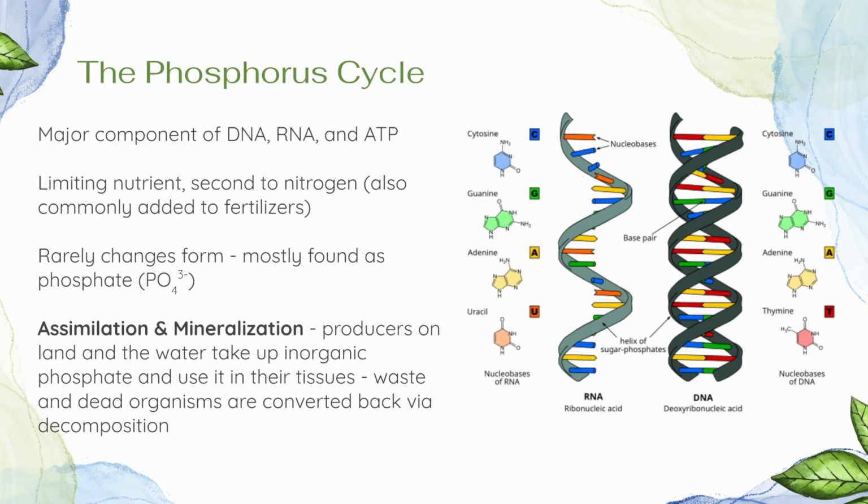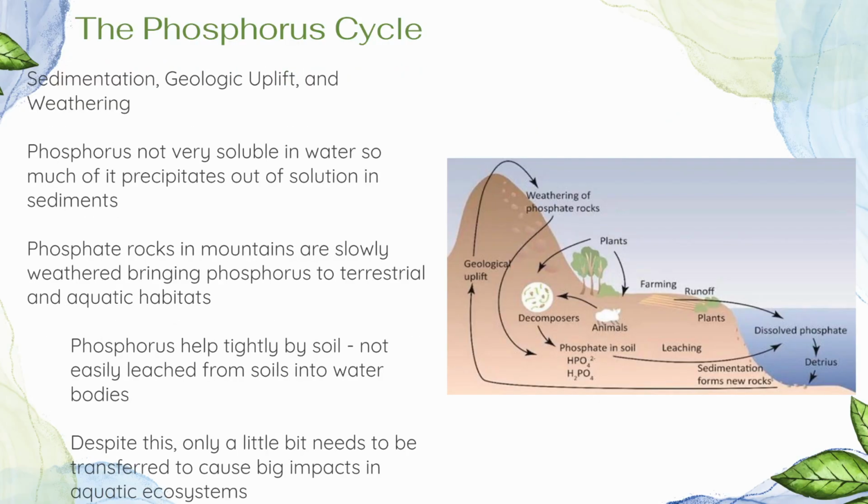The phosphorus cycle is also a key biogeochemical cycle. Phosphorus is a major component of DNA, RNA, and ATP. It is a limiting nutrient second to nitrogen and is also commonly added to fertilizers. Unlike nitrogen, phosphorus rarely changes form and is most often found as phosphate, PO4 3-. The processes of assimilation and mineralization also occur here, where producers take up inorganic phosphate from the land and water and use it in their tissues. Decomposers then convert waste and dead organisms back into inorganic phosphate.